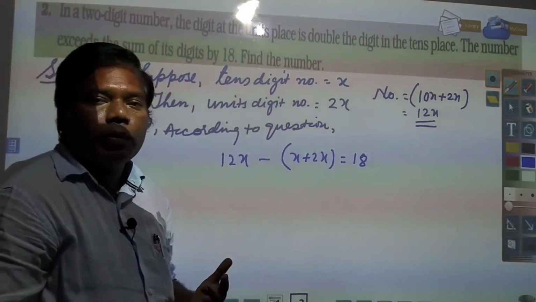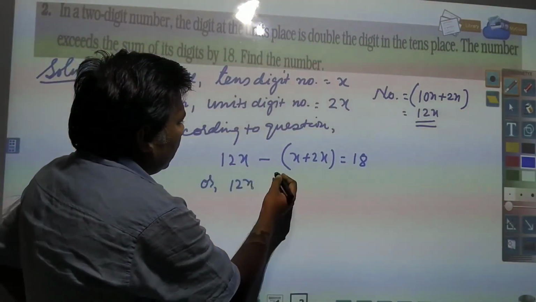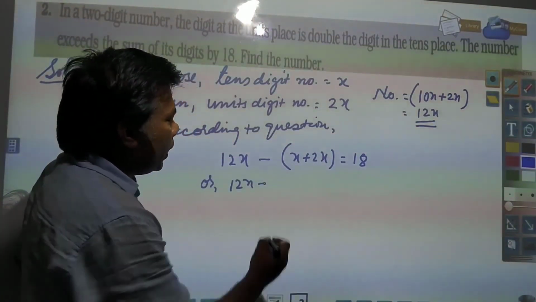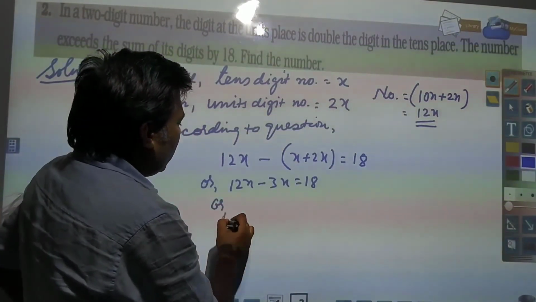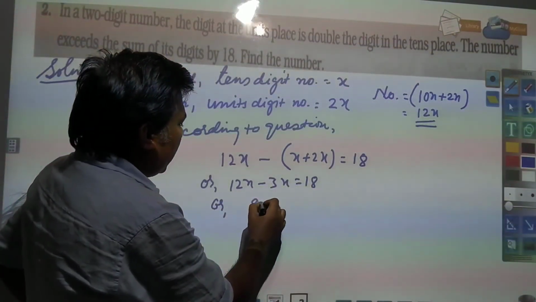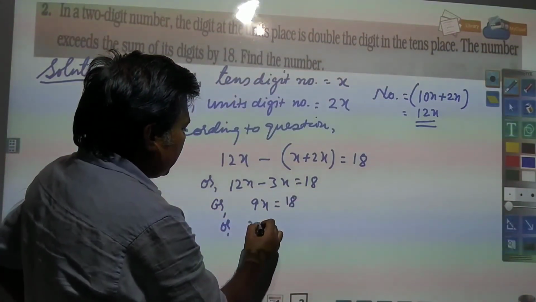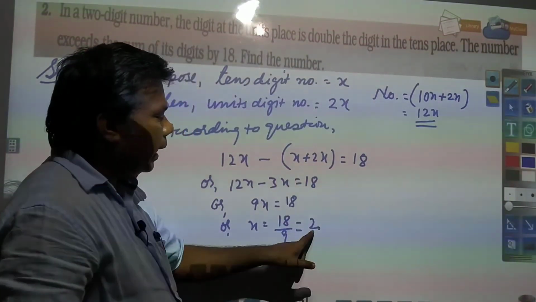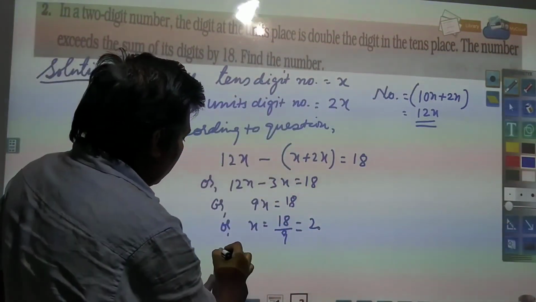Now this is required to be simplified. Here it can be written 12x minus x plus 2x, which is equal to 3x. So 12x minus 3x, and that is equal to 18, or this will be 9x is equal to 18, or x will be equal to 18 by 9, it means 2. X you have got. Now you can find out the units digit number.